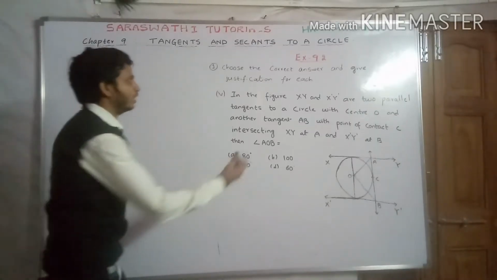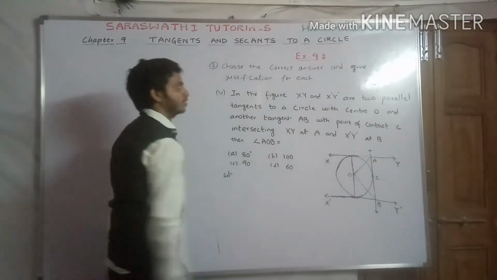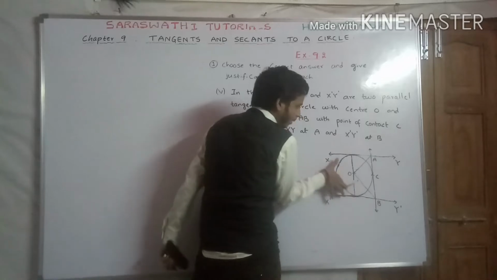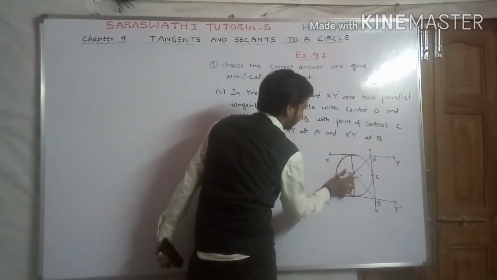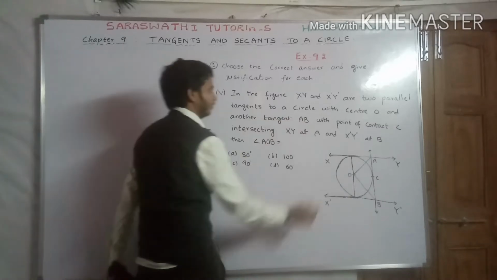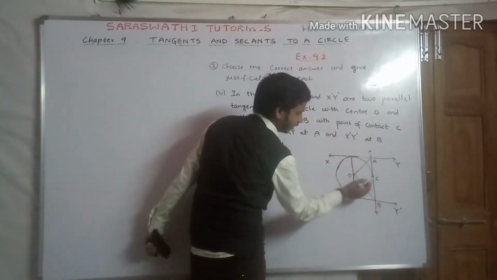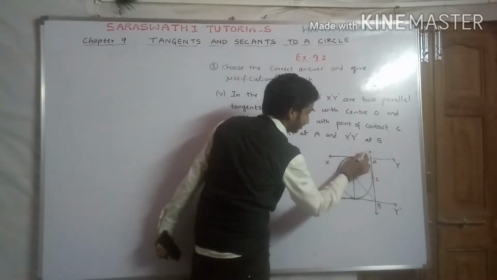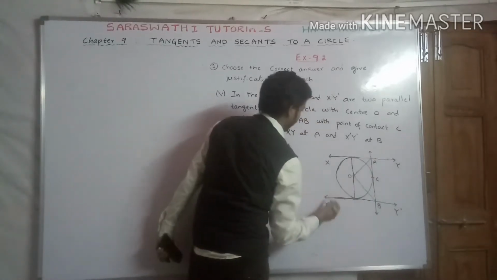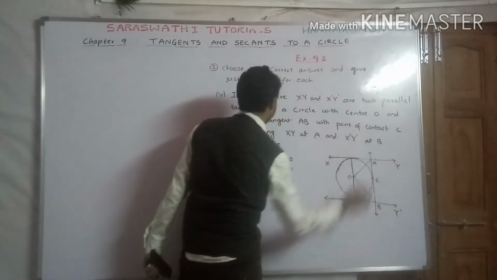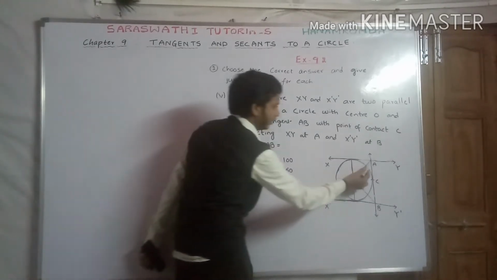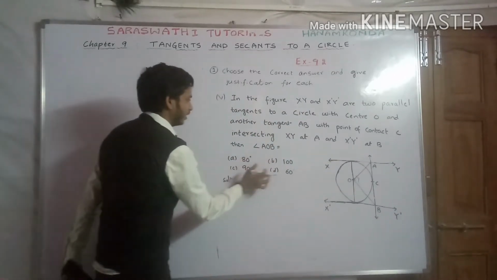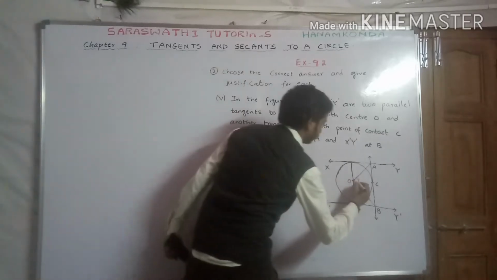The next question is, in the figure XY and X dash Y dash are two parallel tangents to a circle with center O. Another tangent AB with point of contact C intersects XY at A and X dash Y dash at B. We have to find angle AOB. The given options are 80 degrees, 100 degrees, 90 degrees and 60 degrees. So let us find how the answer comes.